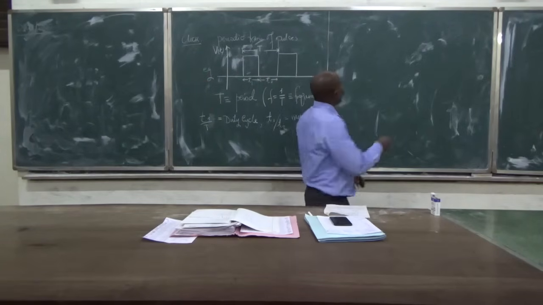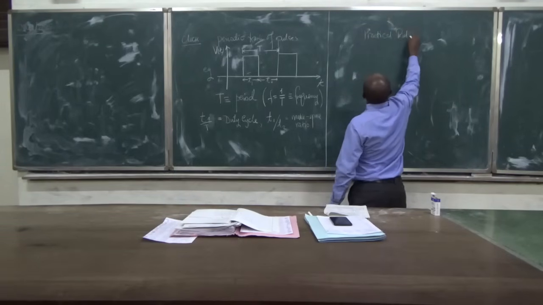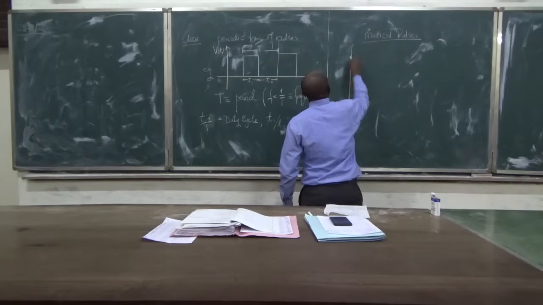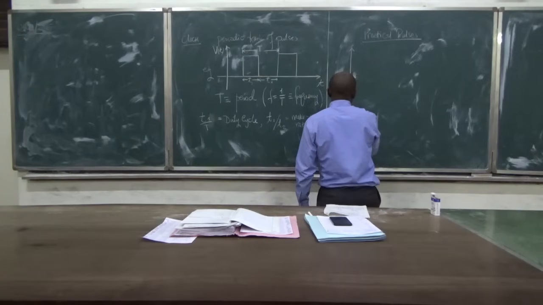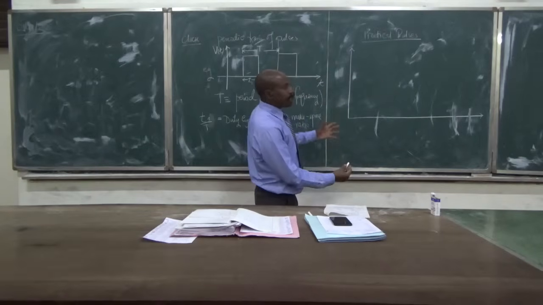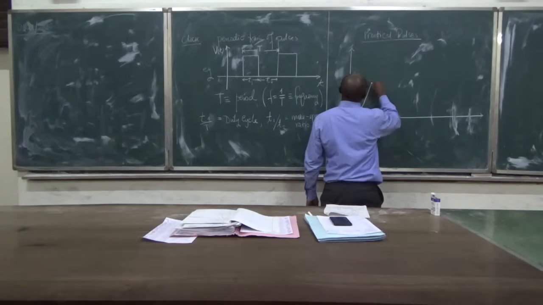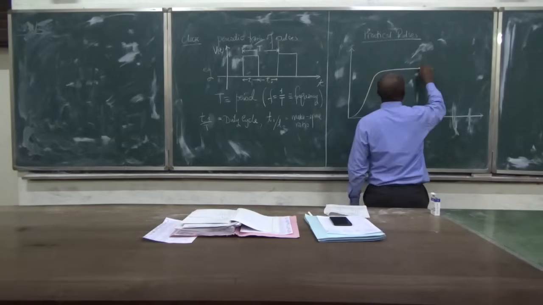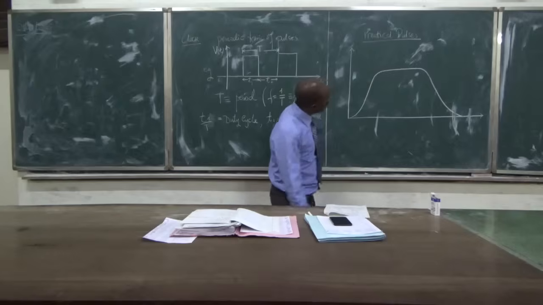So the practical pulses are that we have them in a way that they will take some time to rise. They keep at a value, their own value, and then get off after some time.